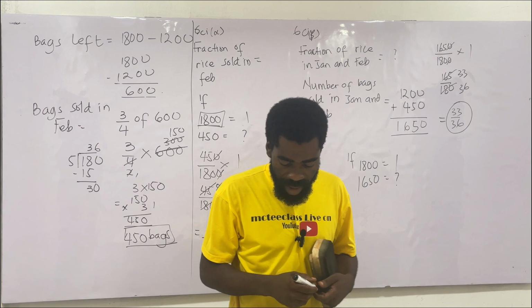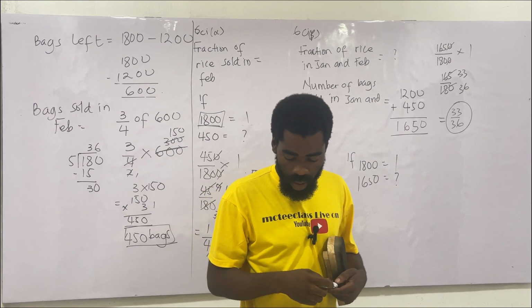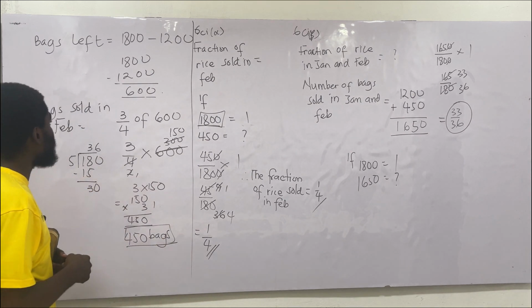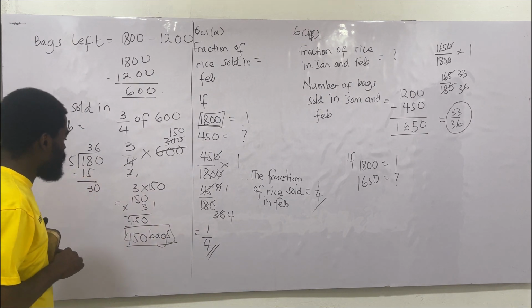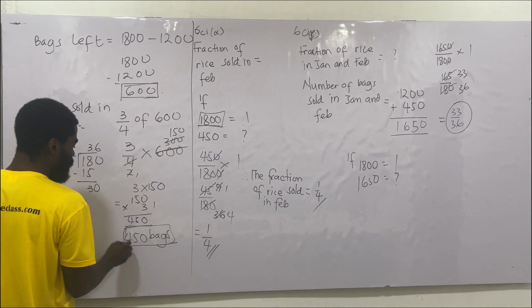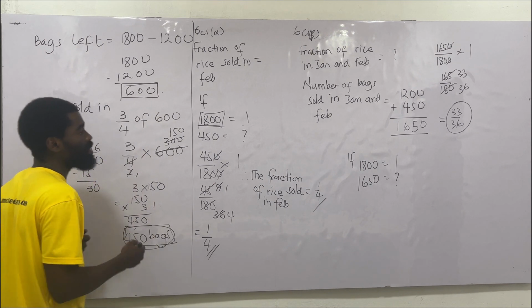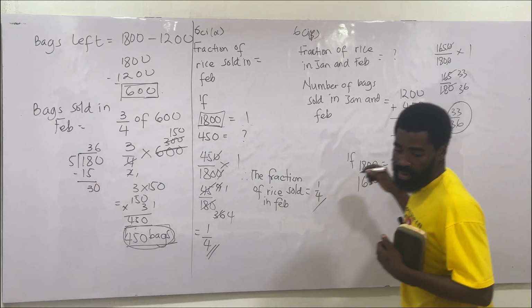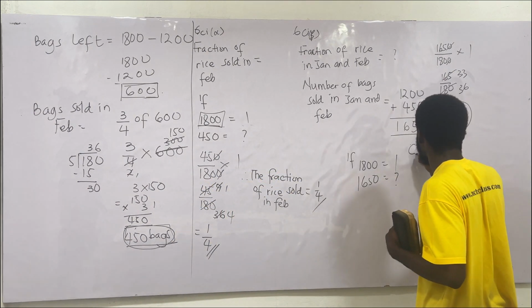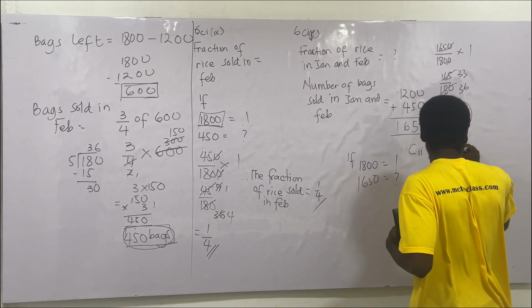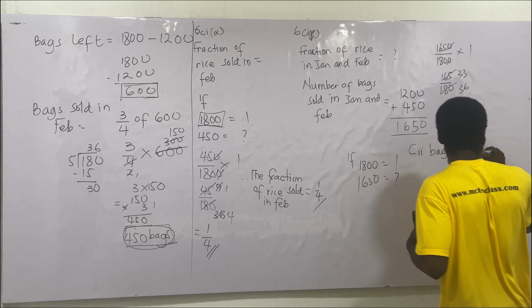Good. Now, how many bags of rice were left unsold by the end of February? I think now we calculated it. We were left with 600 bags, and we sold 450 at the end of February. So how many is left? So bags left unsold.